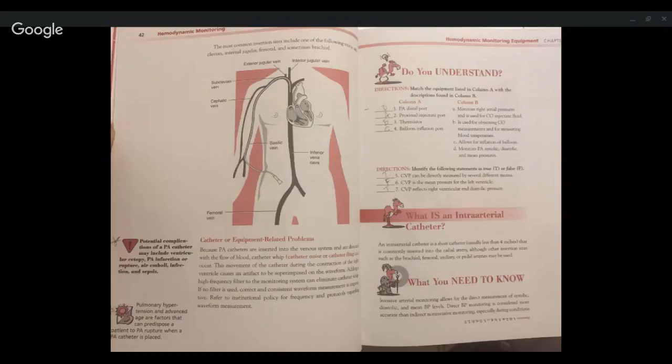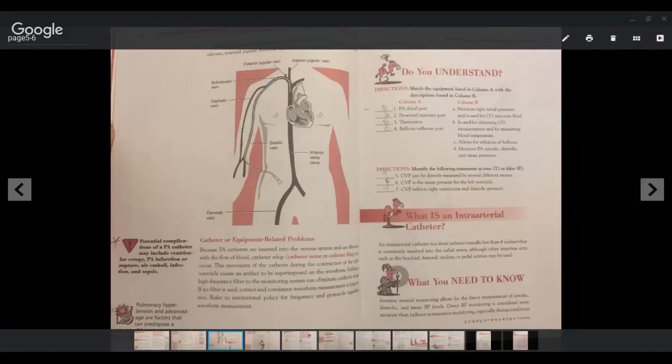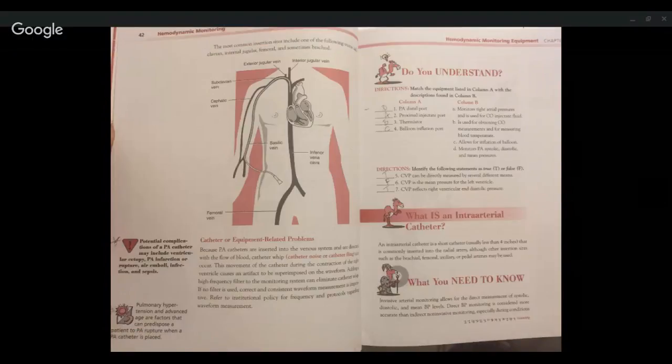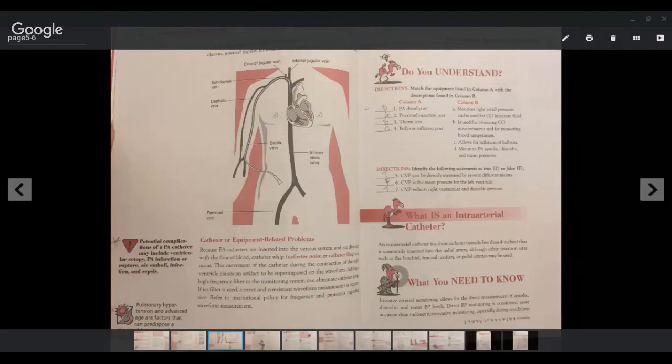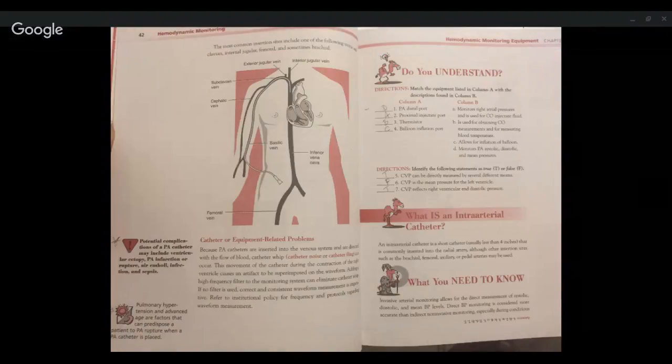Potential complications of a pulmonary artery catheter may include ventricular ectopy, pulmonary artery infarction or rupture, air emboli, infection, and sepsis. So that's a good point to remember. Pulmonary hypertension and advanced age are factors that can predispose a patient to pulmonary artery rupture when a pulmonary artery catheter is placed.